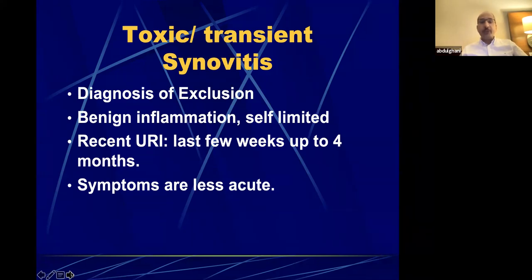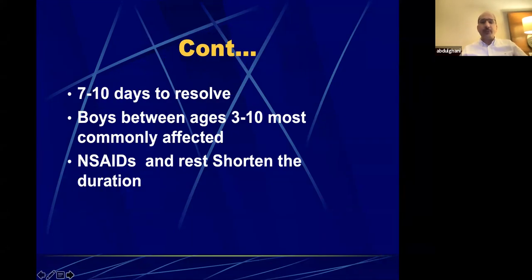Toxic or transient synovitis is essentially a diagnosis of exclusion. It is a benign inflammation which is generally self-limited, and there is invariably a history of recent upper respiratory tract infection, which can be from weeks to 4 months in the recent past. The symptoms of this condition are generally less than in septic arthritis. They tend to resolve within 7 to 10 days, and boys between the ages of 3 and 10 are most commonly affected. NSAIDs and rest shorten the duration of the treatment.